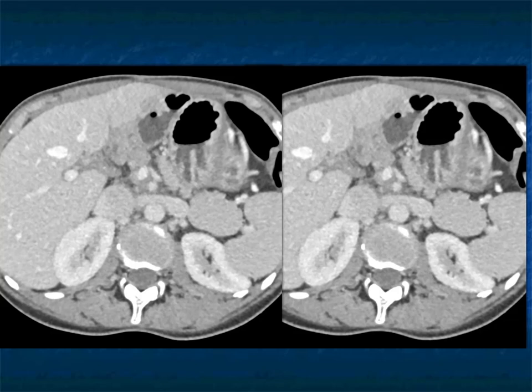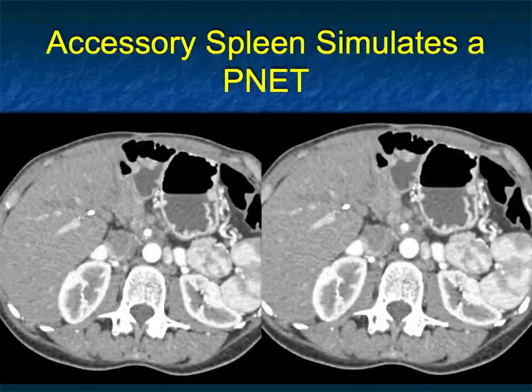We have an article this month in AJR talking about cinematic rendering as a way of distinguishing between accessory spleens and neuroendocrine tumors. But again, this is a classic example, and this was an accessory spleen, no need for surgery.